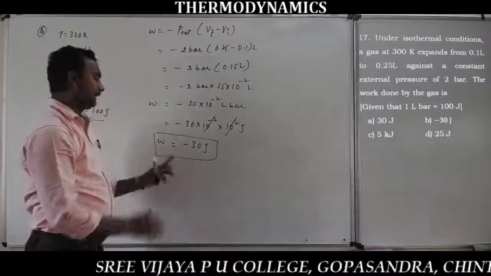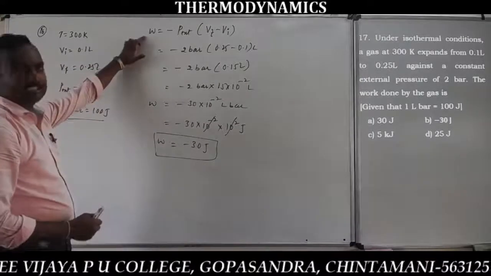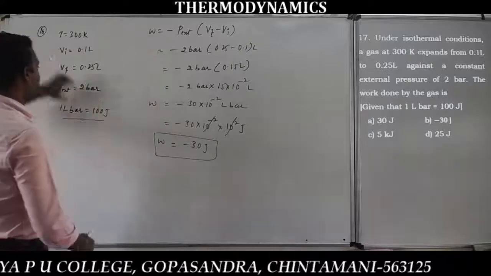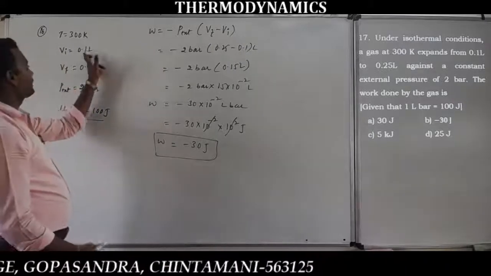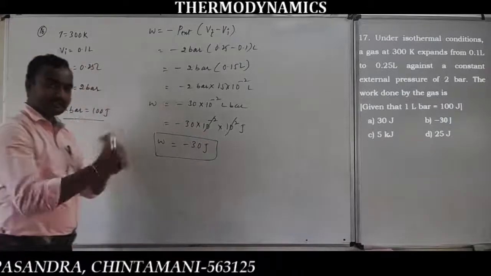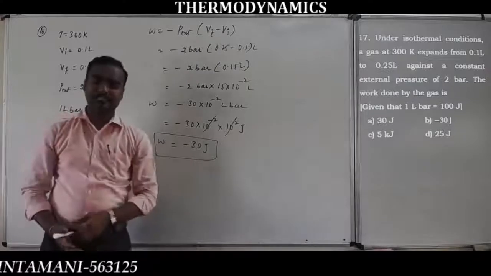So again negative is coming, work done by the system. There is an equation for isothermal expansion of gas. By the system, observe the volume: from 0.1 liter to 0.25 liter, work done by the system, the volume has risen. So the work done is minus 30 joule per mole.